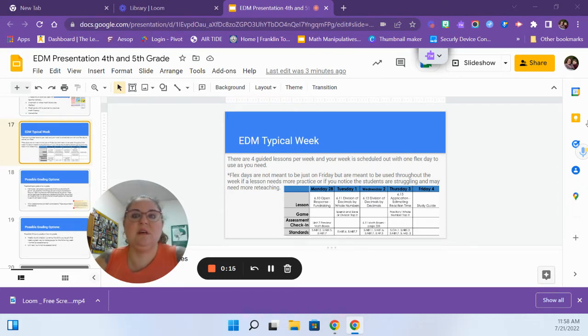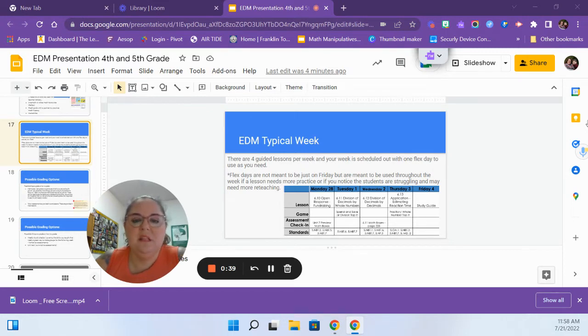So if you notice on Monday your kids are not getting the lesson, you can really take Tuesday to reteach or to teach a different way if you feel like it's needed. So that flex day is used for you to be flexible. A lot of times it's used on Friday, but it is good to be able to use it throughout the week, sometimes to give a little bit of a break, to do a check-in with them to see how they're doing.